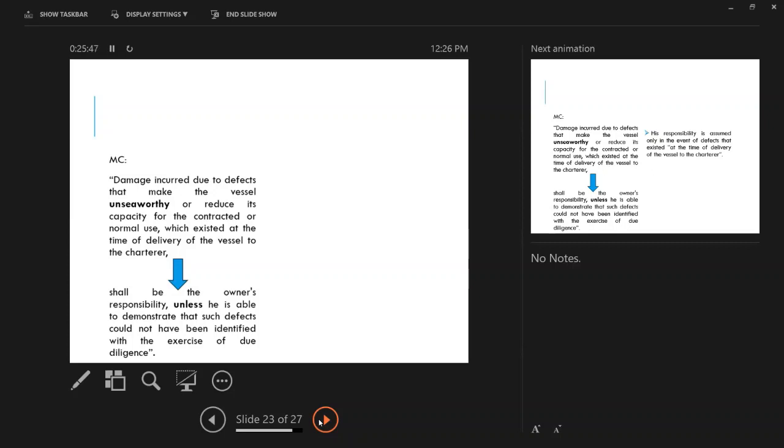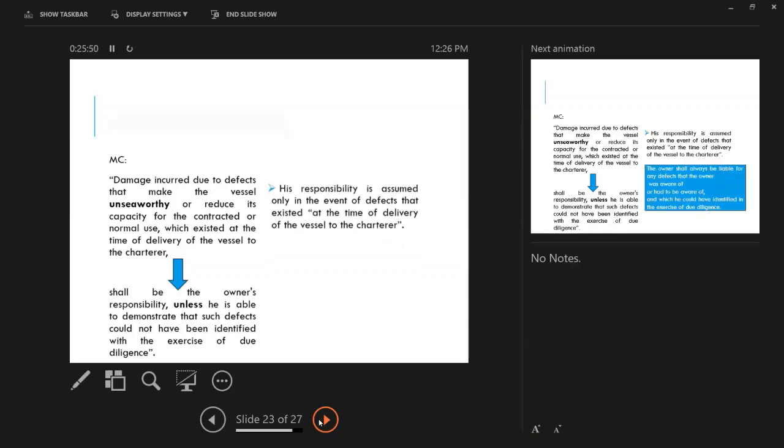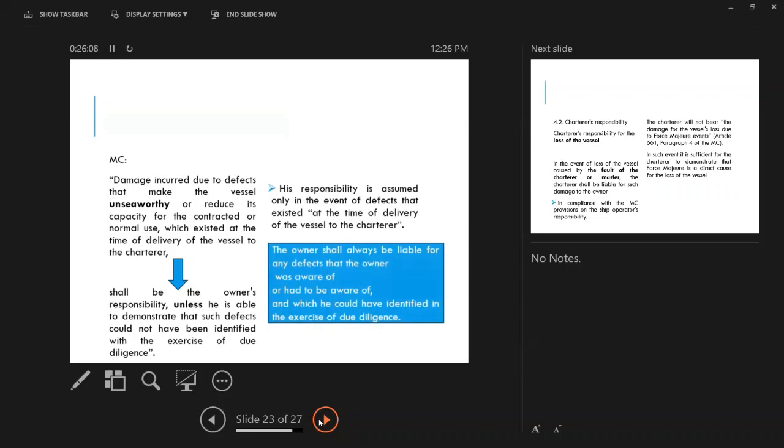Of course, there is a question of force majeure, but in these cases, we will see what will happen in the case of redelivery of the vessel, and we will see that problem with respective perspective of charterers. So the owner shall always be liable for any defects that the owner was aware of or had to be aware of, and which he could have identified in the exercise of due diligence.